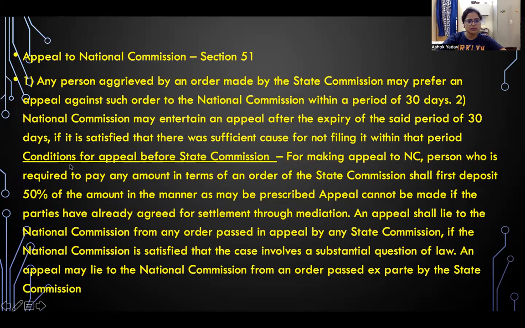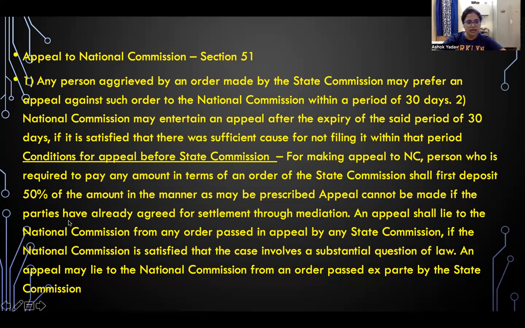Right. Now, let's read the conditions for appeal. For making an appeal to the National Commission, a person who is required to pay an amount in terms of an order of the State Commission, a similar thing applies here also. If you are filing an appeal to the National Commission, then herein also you will have to first submit 50% of the amount that was ordered to be paid by the State Commission under that order. So 50% of that amount you first pay, then only the National Commission will entertain your appeal.